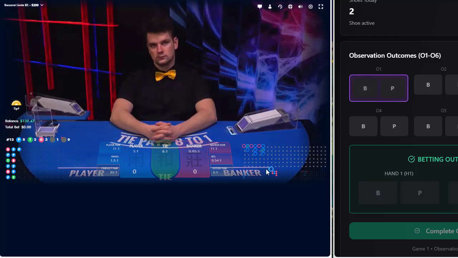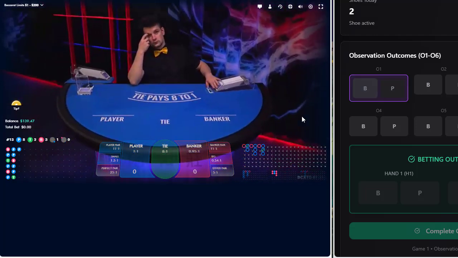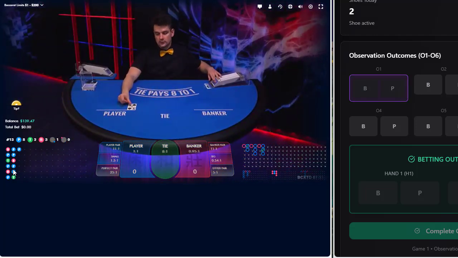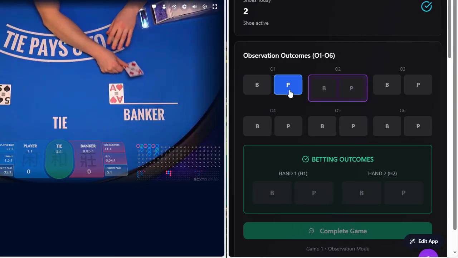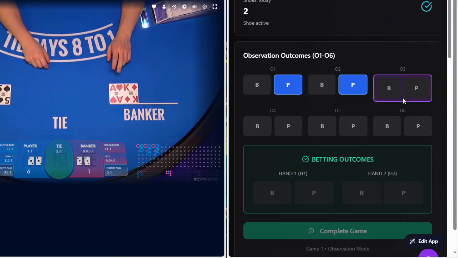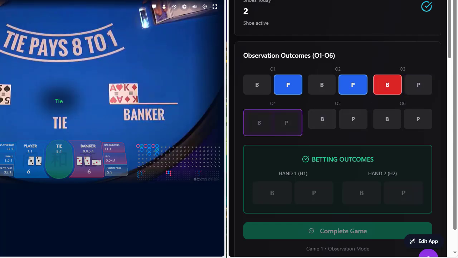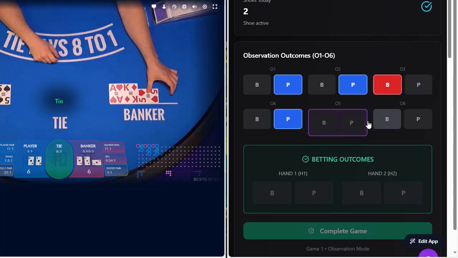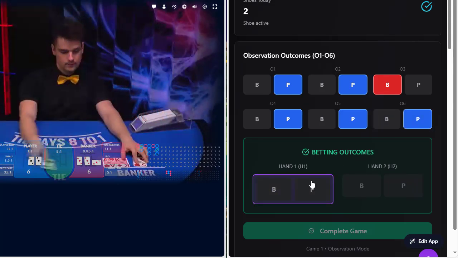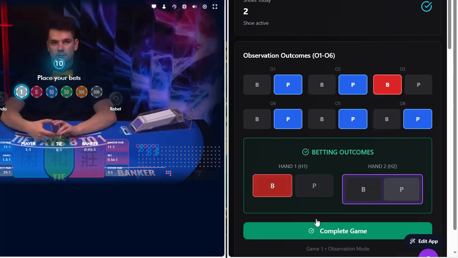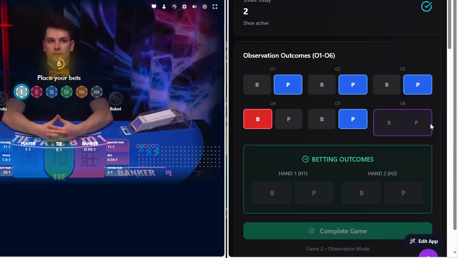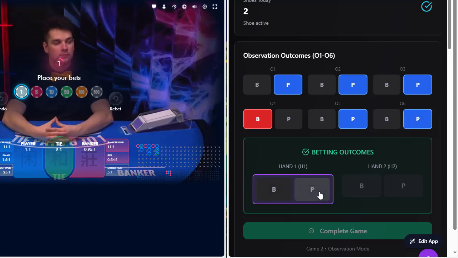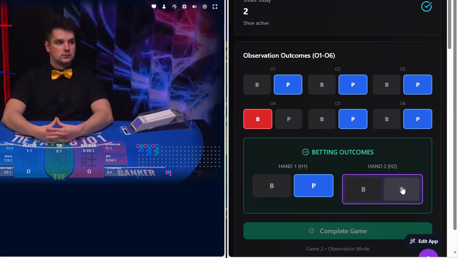Since we're at the start of a shoe, this is actually a good time to jump in. So let me count back: 1 2 3 4 5 6 7 8 9 10. I typically like to go 10 back if there's enough, just to make the game quicker, and put all the outcomes in. I think that's P, and another P. All right, so we're going to be waiting for another outcome.